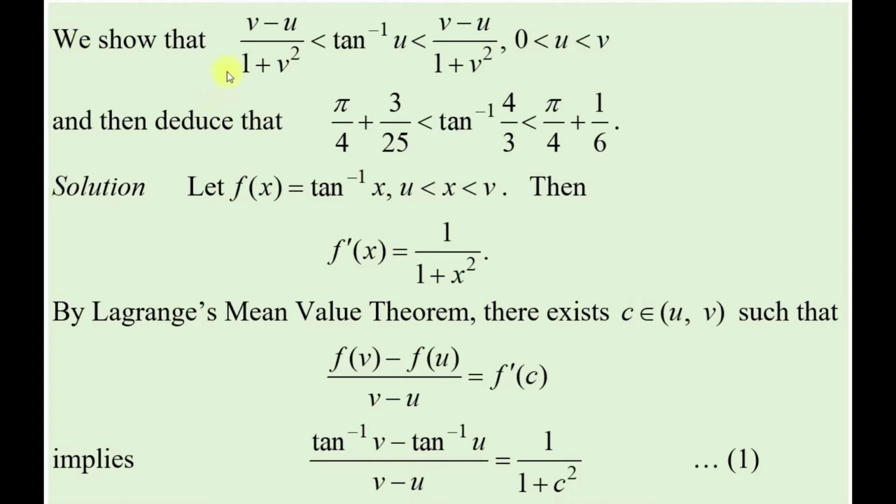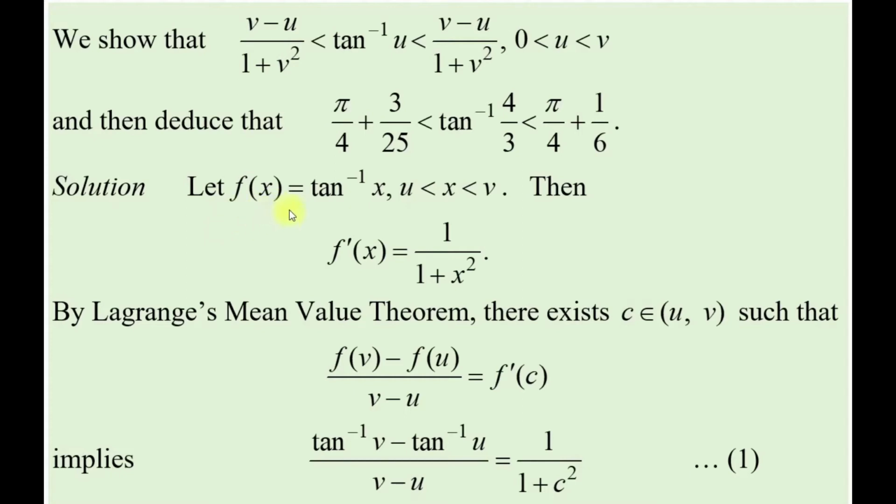We show that (v minus u) by (1 plus v square) is less than tan inverse of v minus tan inverse of u, which is less than (v minus u) by (1 plus u square), where 0 is less than u less than v. And using this inequality, we also deduce that pi by 4 plus 3 by 25 is less than tan inverse of 4 by 3, which is less than pi by 4 plus 1 by 6.